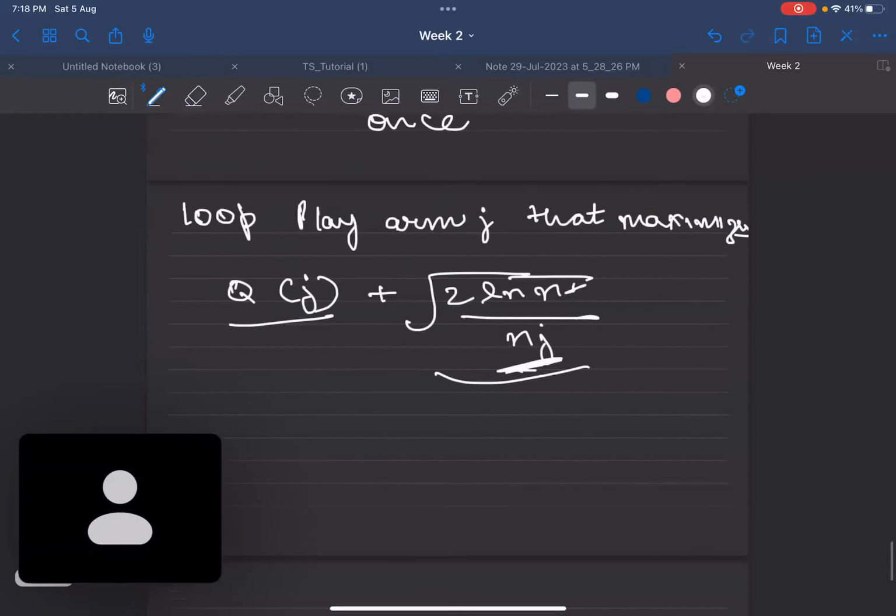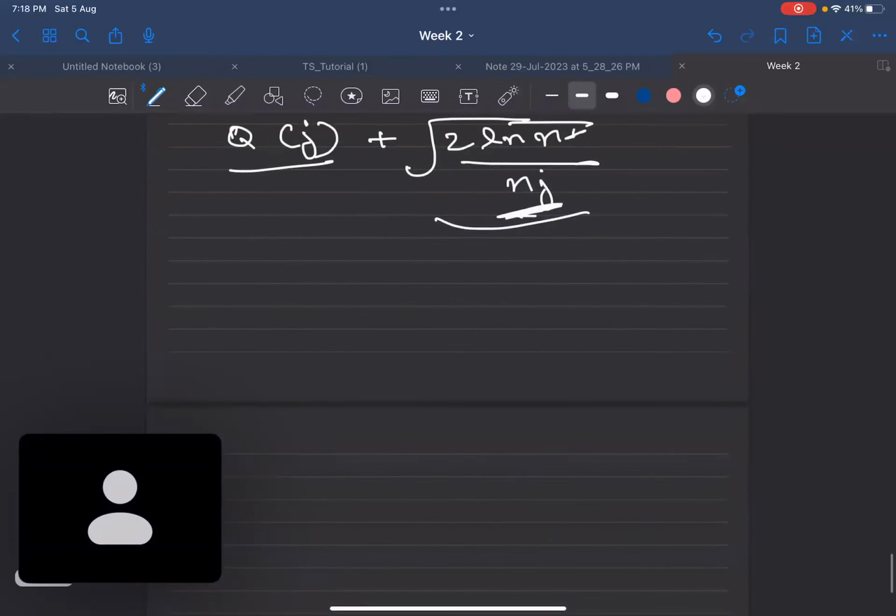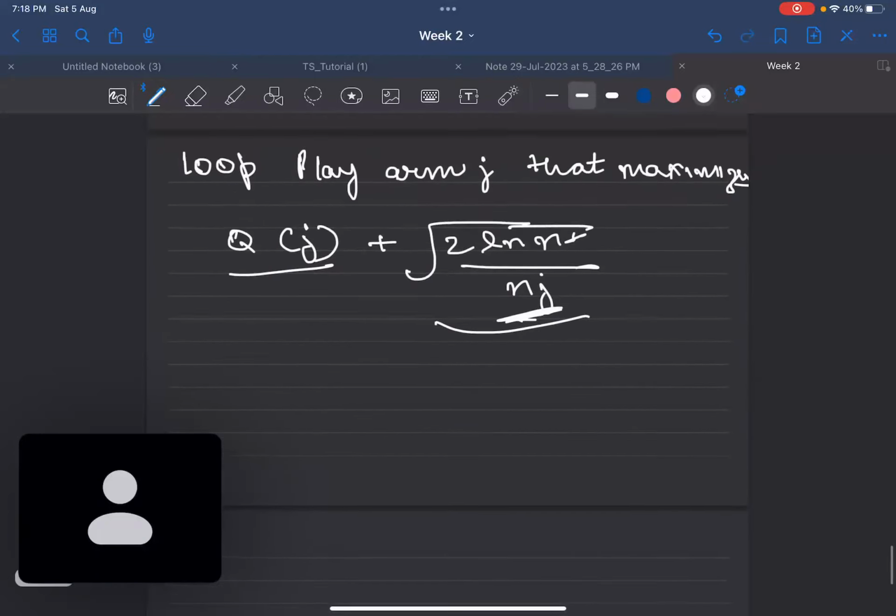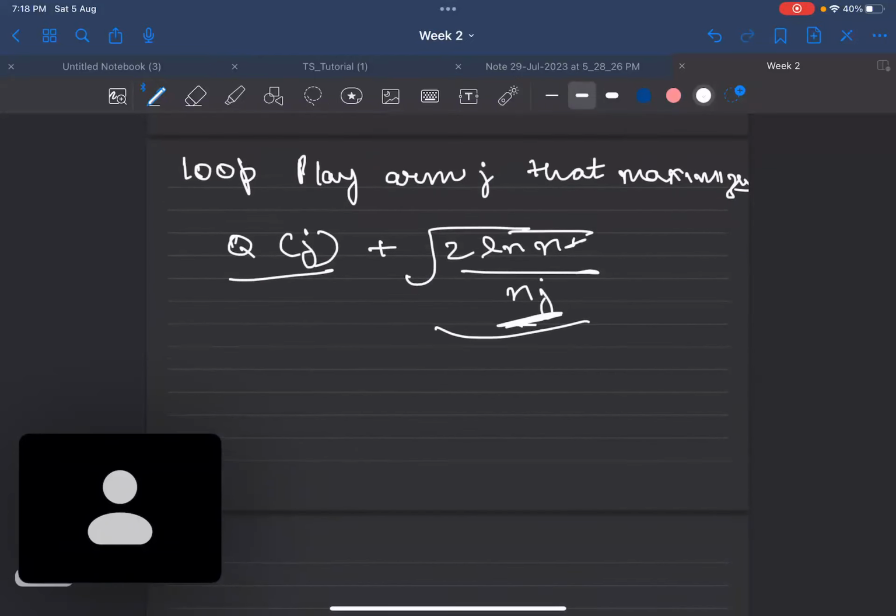Any doubts up till now? I'm assuming that you know this. Yes, ma'am. So what we are doing here, we are not only going with the estimated expectation, we are also going with the confidence there. Like with what confidence I can say the expectation is right.